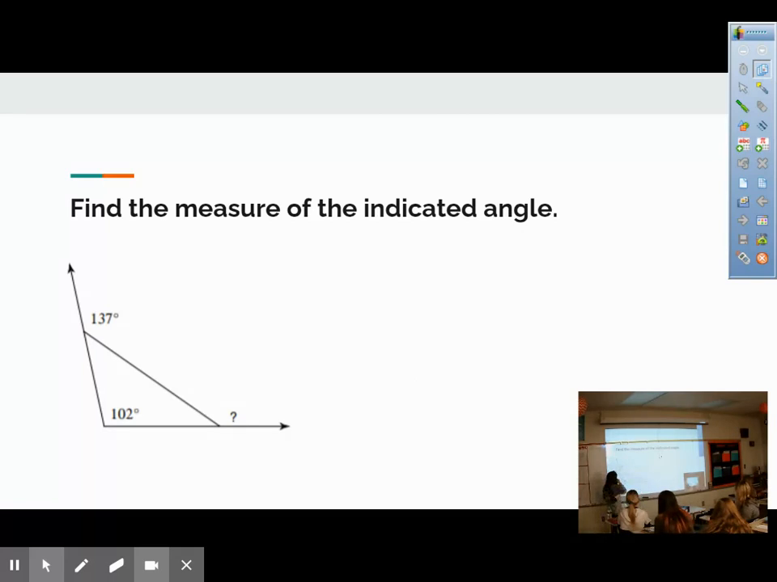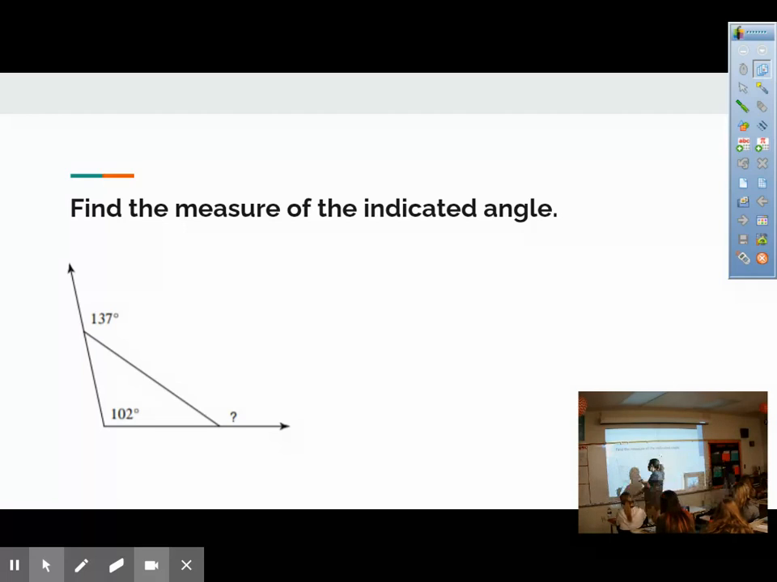So because the whole thing has to be 180, I took 180 minus the 137 to get 43, which is this angle, and then I took the 102 plus 43 to get 145. Yeah, perfect. So thank you.